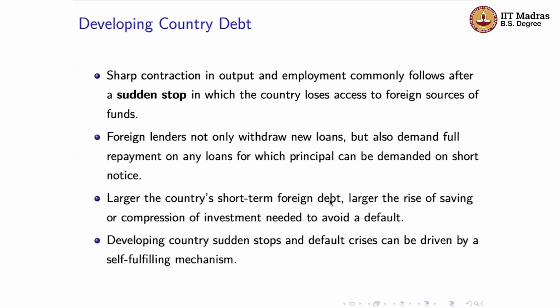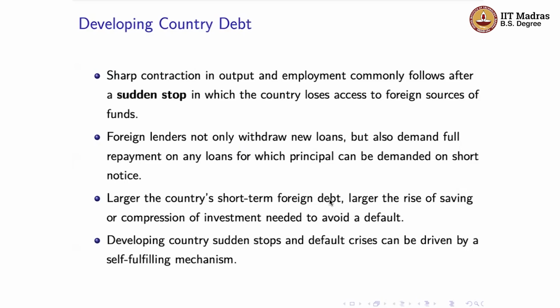Okay, so foreign lenders not only withdraw new loans, so they're not willing to give further new loans to these countries, but they often end up asking not only for the repayment of the loan on which default happened, but for repayment of all loans that they have given to these countries or to the entities in these countries, right?